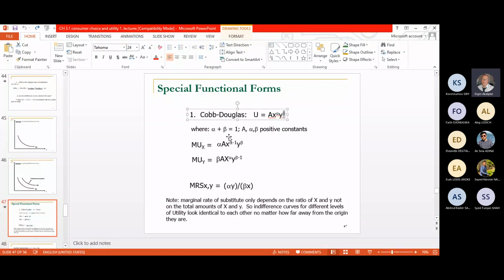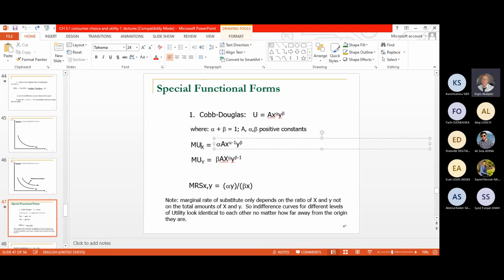Therefore, we have here the Cobb-Douglas function. Again, we are taking the differentiation for this x and y. For the marginal utility of y, we are taking this, isn't it? You got it? And for x, we are taking this. Then the marginal rate of substitution, you divide the marginal utility of x by the marginal utility of y, which will then give you alpha y over beta x, because this will then delete it. It is the same. Okay, is it clear?